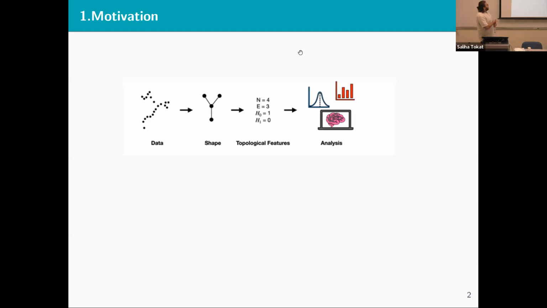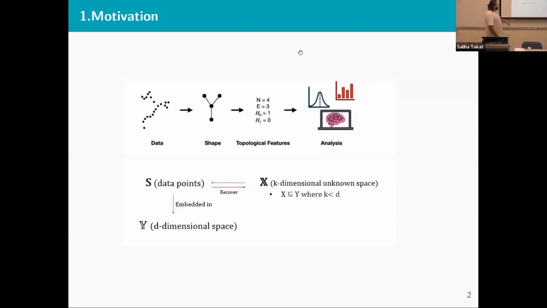Informally, in the first step, you have data, and then you give a shape to the data, and then by using homology groups and persistent homology, you get some topological indicators about the data, and by using statistics, you will have some ideas about the data.